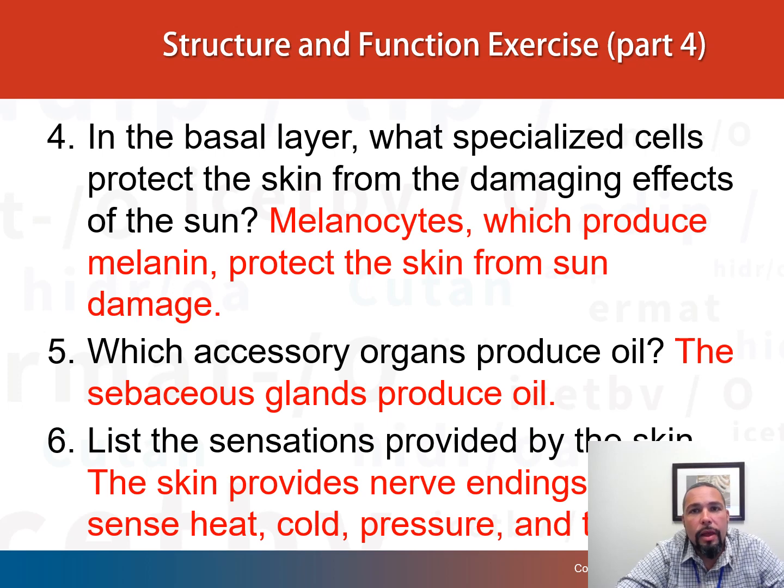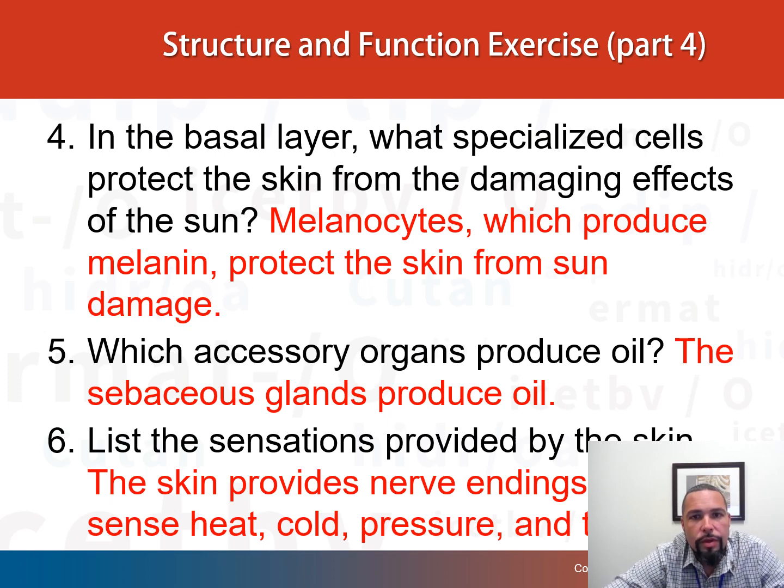All right, in the basal layer, what specialized cells protect the skin from damaging effects of the sun? That's what we just talked about. The melanocytes, which produce melanin, protect the skin from sun damage. When you see a person with a lot of freckles, that is melanin being produced as a reaction to some type of exposure. Some of it is going to be hereditary, but some of it is caused because the skin got exposed to the UV of the sun.